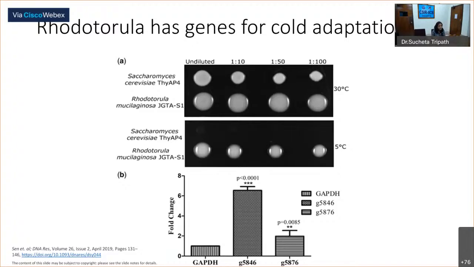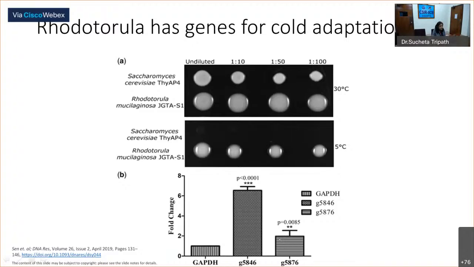And to our surprise, we found that it contains anti-freezing genes, which are also expressed when we give a cold stress. You see the first picture, in which this is Rhodotorula and this is the common yeast. At 30 degrees centigrade, they are all growing together. But when we reduce the temperature to 5 degrees centigrade, only Rhodotorula grows and yeast doesn't grow. This happens because Rhodotorula has an anti-freezing gene, which is also expressing in our lab.